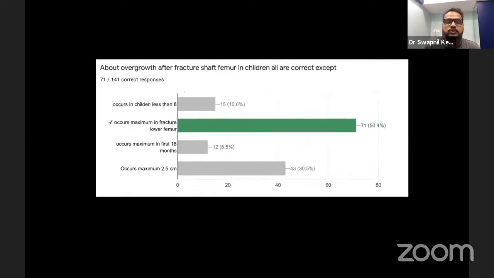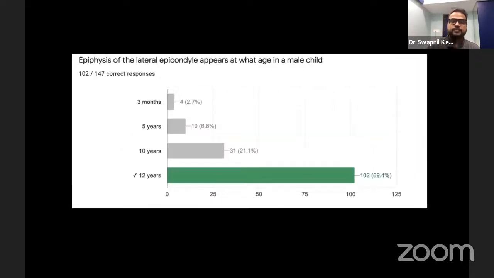The fifth question was about overgrowth after fracture shaft femur in children. Everything is correct except. Almost 50% of you got it right, but 50% of you got it wrong as well. The ones who got it right were correct in saying that everything is true except that it occurs maximally in the lower femur, because it doesn't. It occurs mainly in the diaphysis and the upper femur, which is the correct answer.